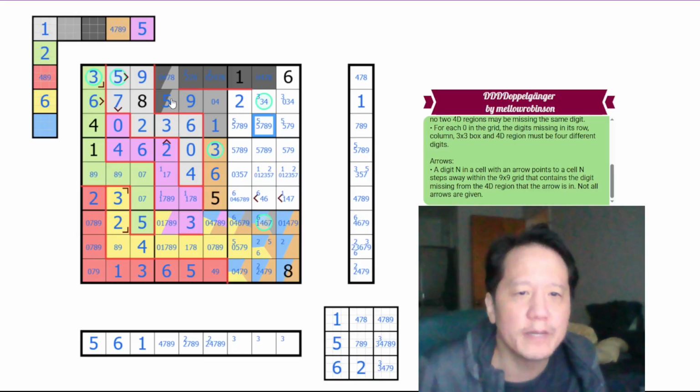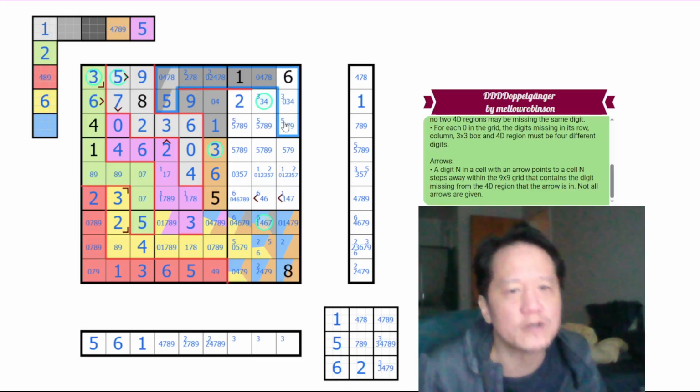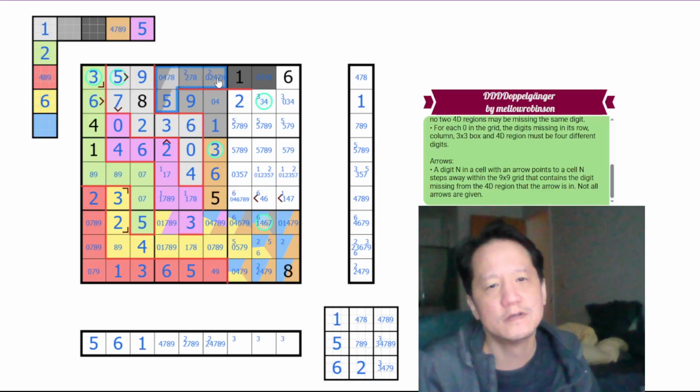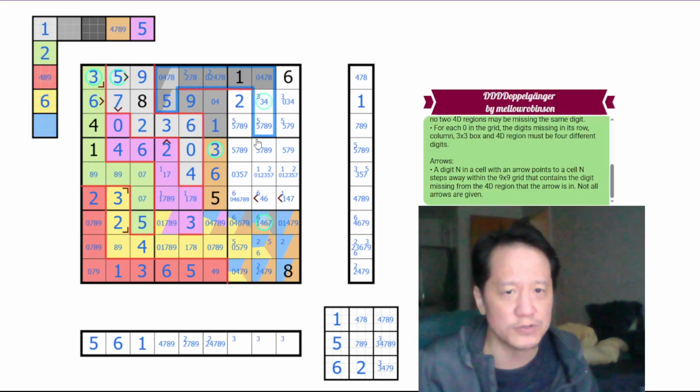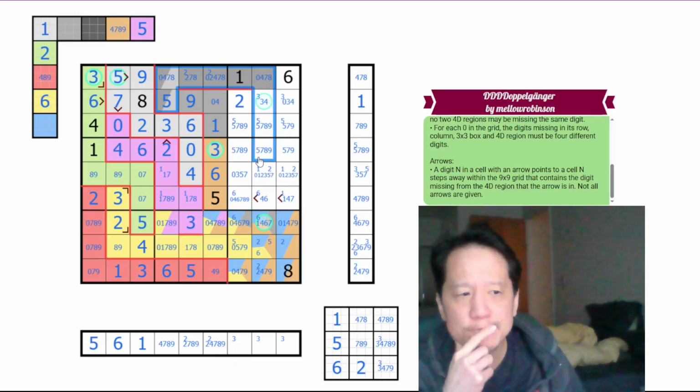Interesting. So what happens if we go this way? So if this is complete, if this is all dark, that's 4, 5, 6. I guess it could do something like that and then go out. That is possible.